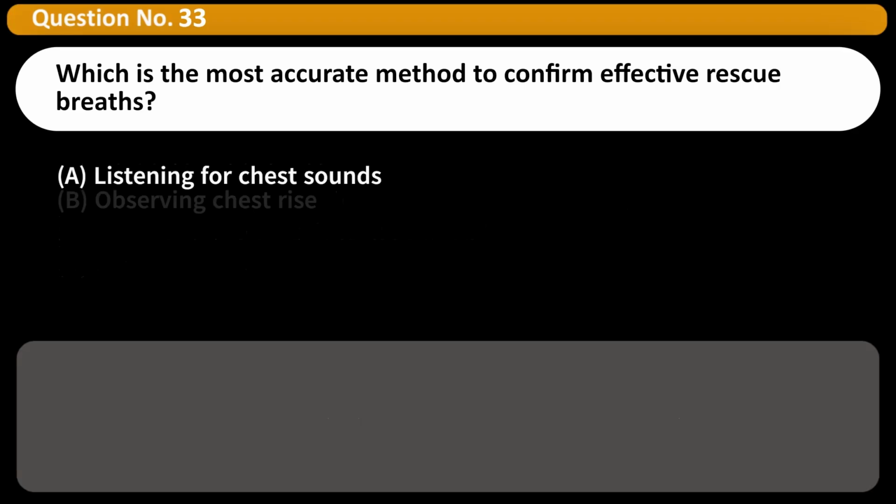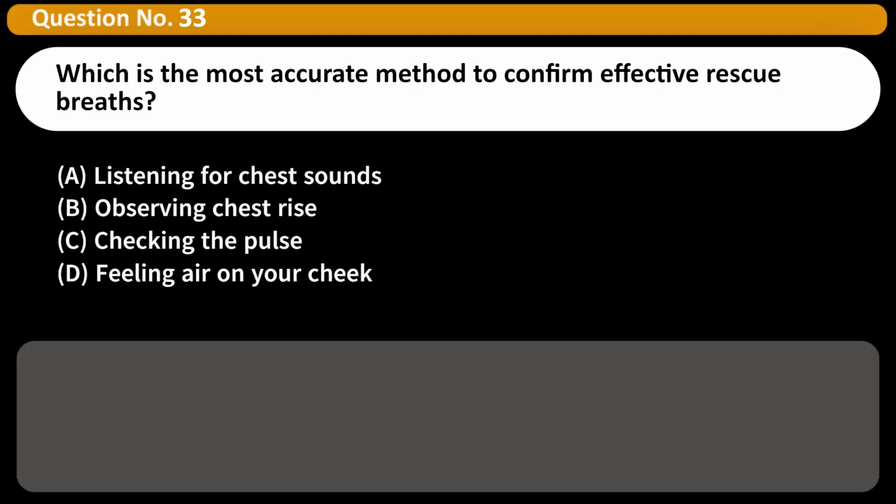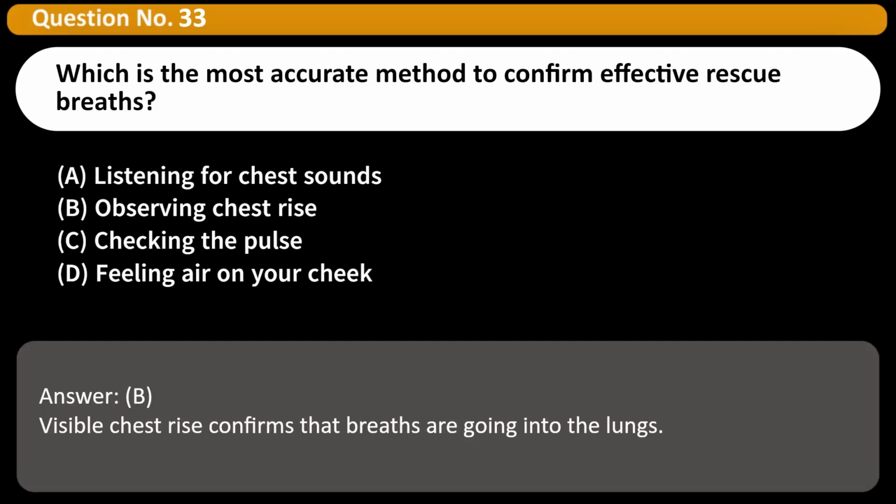Which is the most accurate method to confirm effective rescue breaths? A. Listening for chest sounds. B. Observing chest rise. C. Checking the pulse. D. Feeling air on your cheek. Answer: B. Visible chest rise confirms that breaths are going into the lungs.